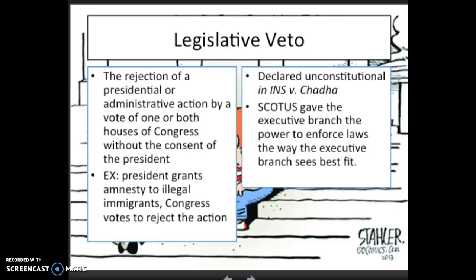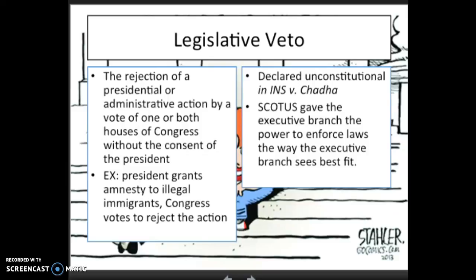do something. So let's say the president were to grant, now, of course, Trump wouldn't do this, but let's say the president were to grant amnesty to illegal immigrants. So he would say everybody who's in this country illegally can stay and work towards a path to citizenship. Congress could, with the idea of a legislative veto, vote to reject the action.